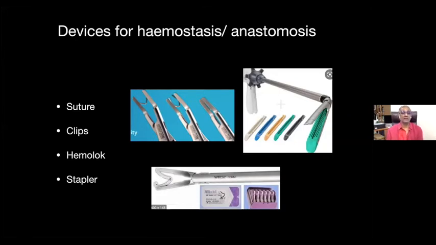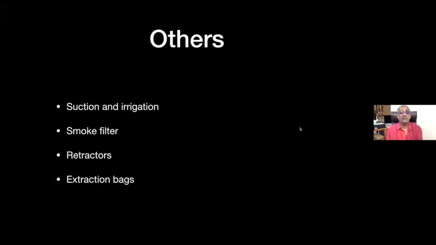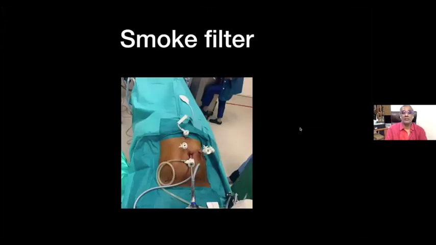Okay, so the other instruments usually use suction irrigation. Not much changes in terms of technology. Smoke filters are something new and largely used during the era of COVID. This is a requirement now by most surgical colleges. Retractors are very important, especially if you are doing surgery in deep cavities. And the extraction bags. Sometimes you need various sizes. You cannot have one size which fits all. So I think it's self-explanatory. Okay, so this is what the smoke filter looks like.